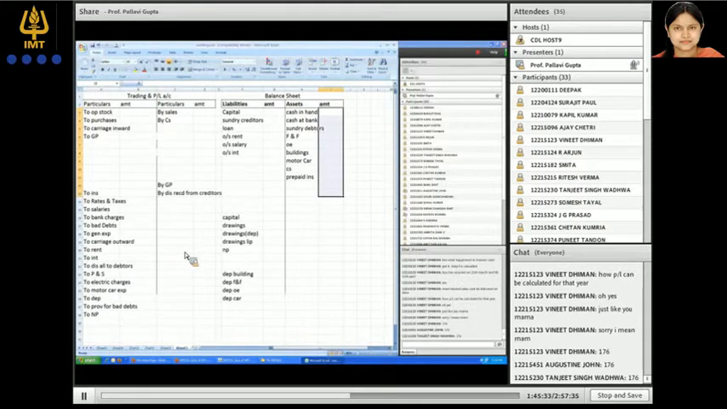Please, all of you go through this question. Go through at least the adjustment entries. 8 adjustment entries are given below the question. Go through all those 8 adjustment entries once. Then we will start doing the question.